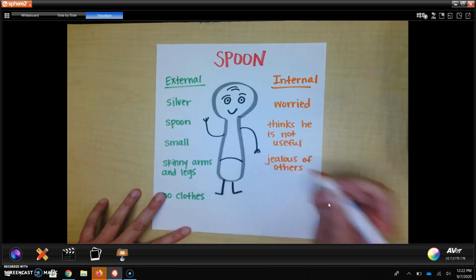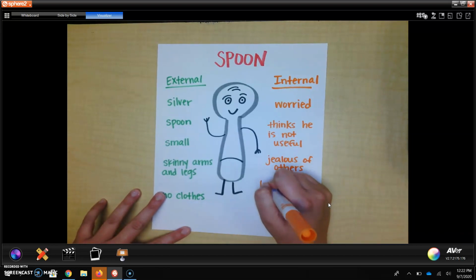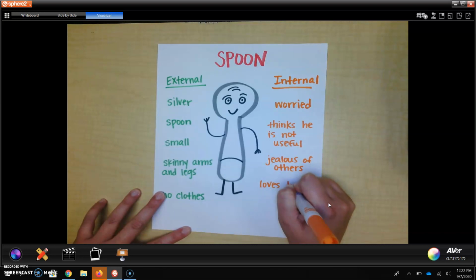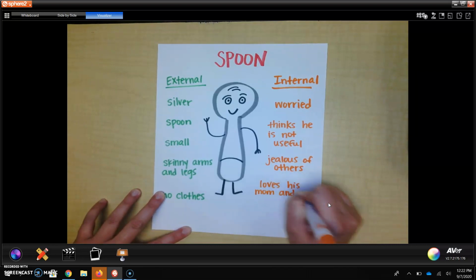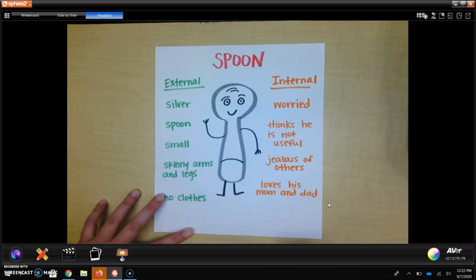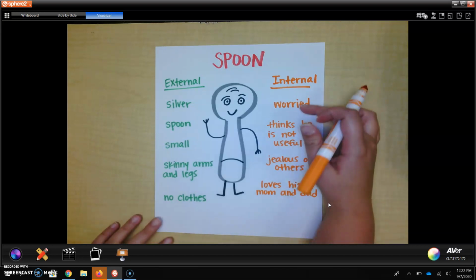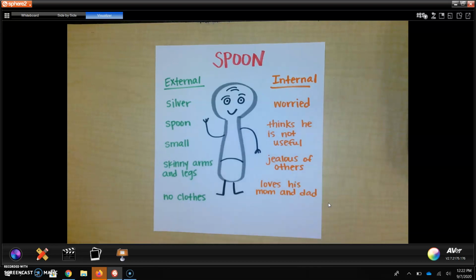I also know another feeling he had was that he loves his mom and dad. I could tell that he loves his mom and dad because he talked to them and went to them for advice and told them how he felt about how he was worried and how he thought that he wasn't useful enough. So by the things that he was saying to them, I knew that he loves his mom and dad.